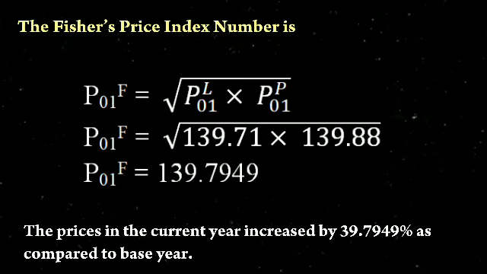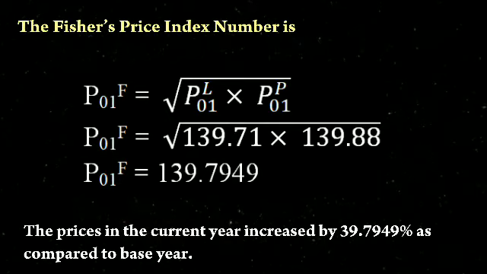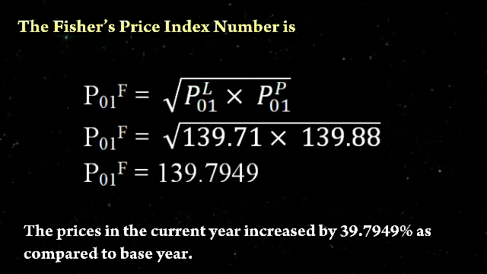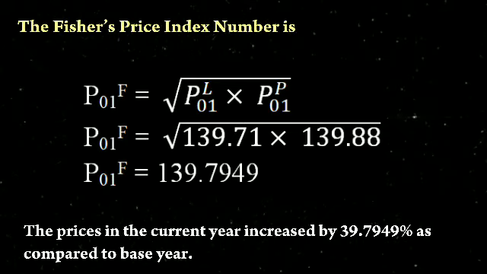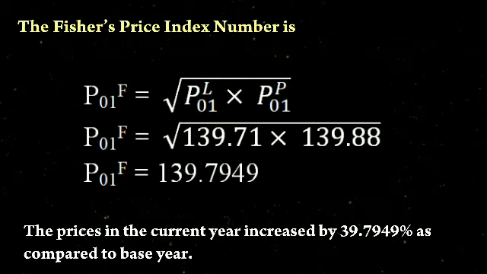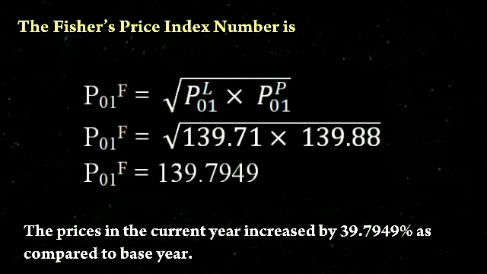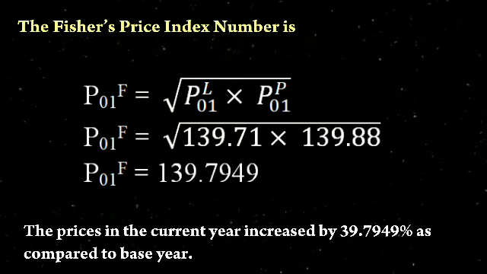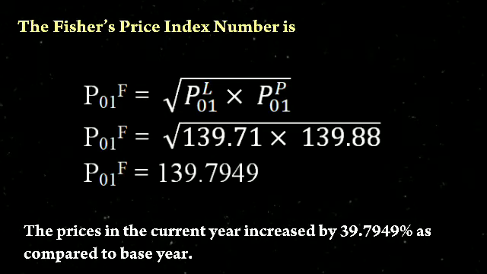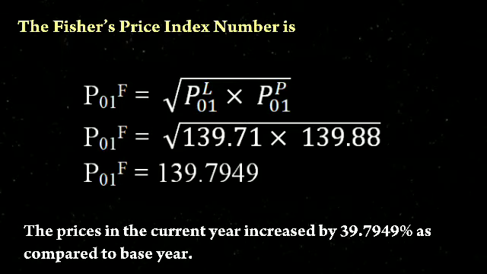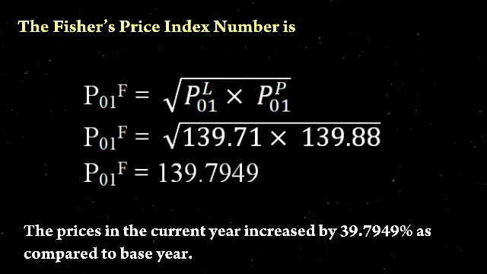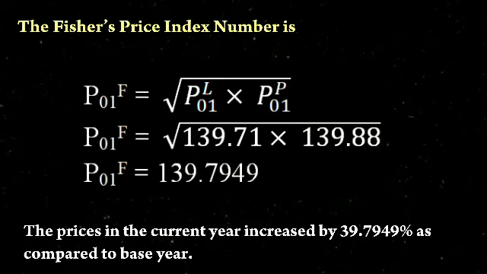Therefore, the prices in the current year increased by 39.7949% as compared to the base year. As you can see, all the five values are almost the same, but there is a slight difference in their decimal values, right? So the first, Laspeyre's index number, is 139.71, Paasche's is 139.88, Marshall-Edgeworth is 139.79, the next one is also 139.79, the last one is also 139.79.